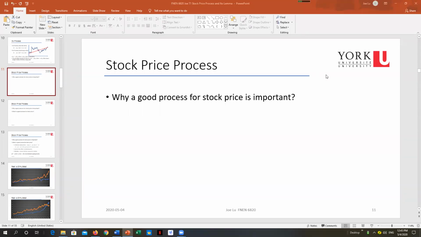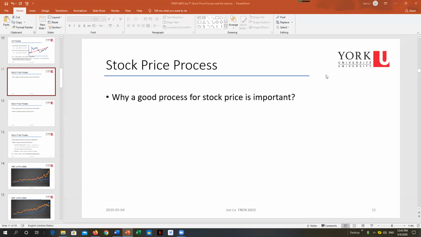Hello, class. Welcome back. Last time we talked about Markov properties. We talked about the Wiener process, and from the Wiener process we built an Itô process. Now, in this class, we're going to talk about how we apply that. So essentially, how we're going to use the Itô process to build a stock price process.